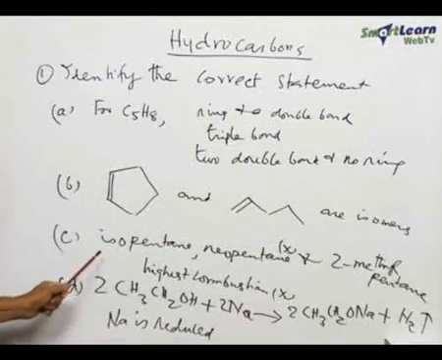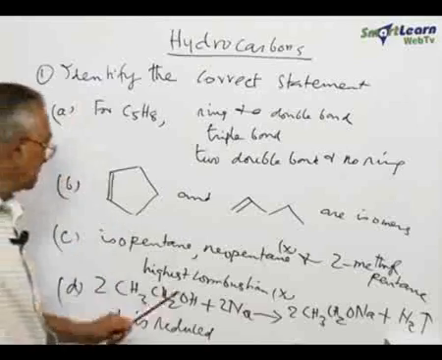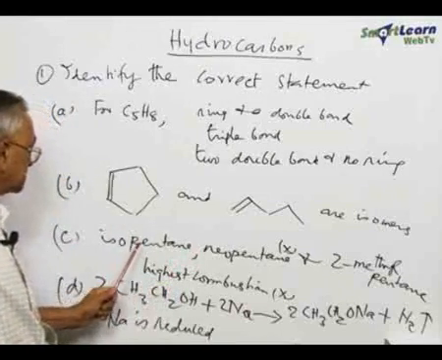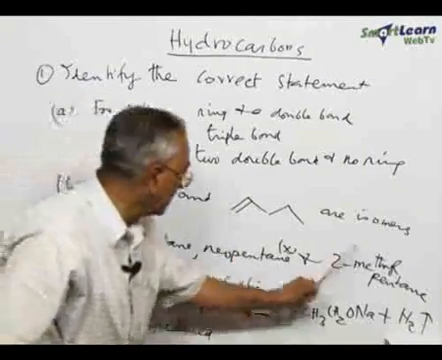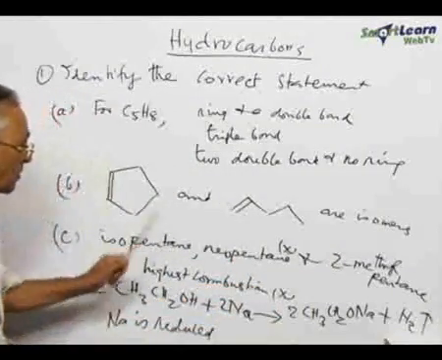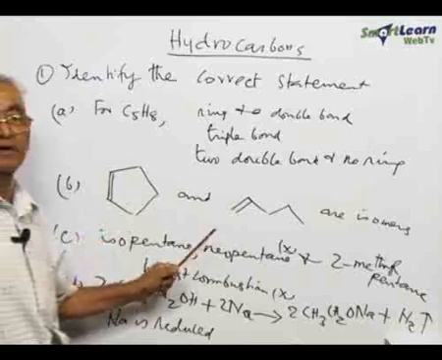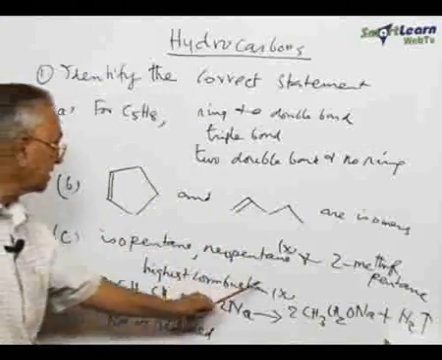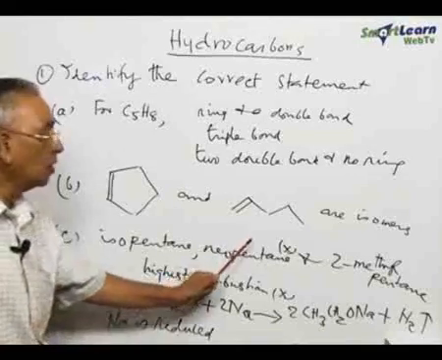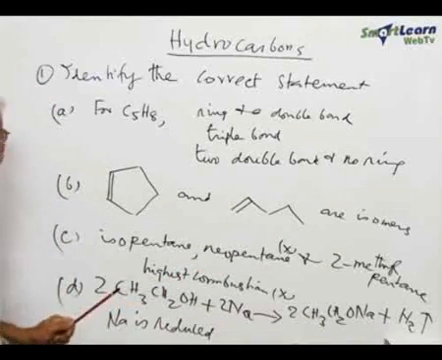Then the third one is, I'll first read out the question. Among the 3 compounds, namely isopentane, neopentane and 2-methylpentane, the one compound which has the highest value of heat of combustion is neopentane. That is the third statement that is given.